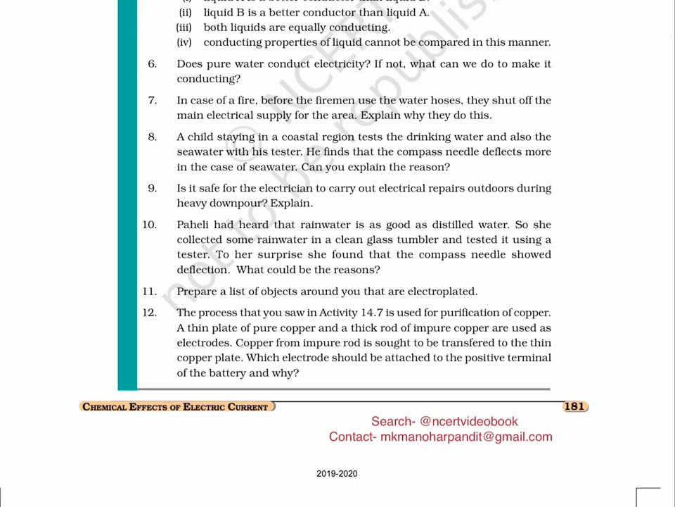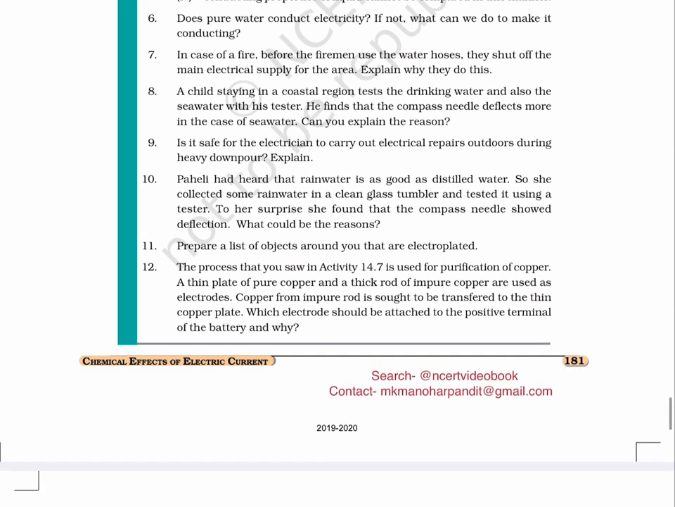11. Prepare a list of objects around you that are electroplated. 12. The process that you saw in activity 14.7 is used for purification of copper. A thin plate of pure copper and a thick rod of impure copper are used as electrodes. Copper from impure rod is sought to be transferred to the thin copper plate. Which electrode should be attached to the positive terminal of the battery and why?